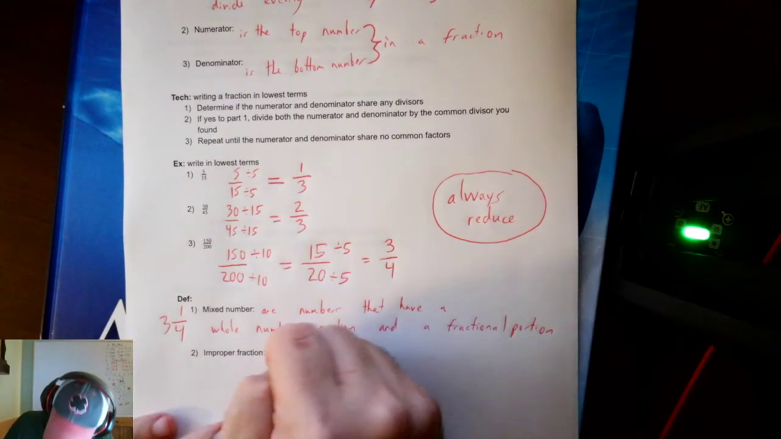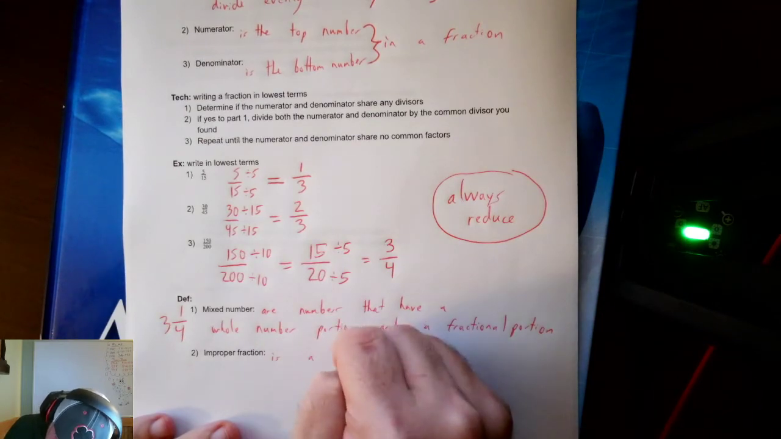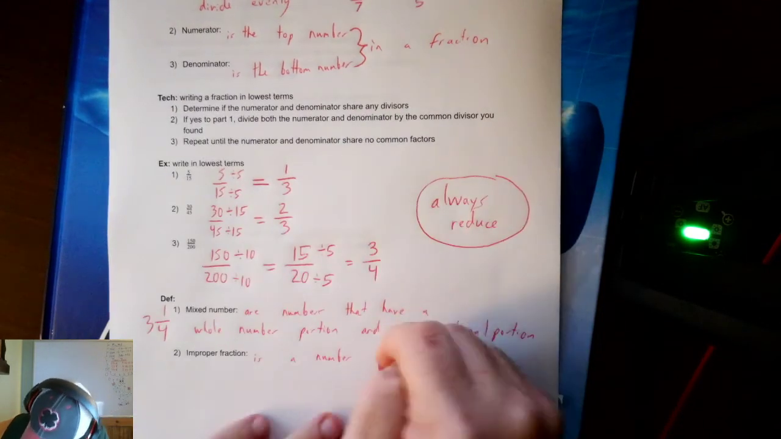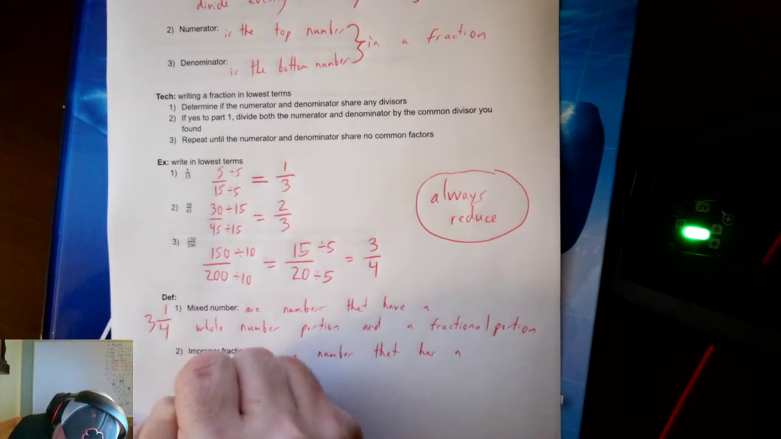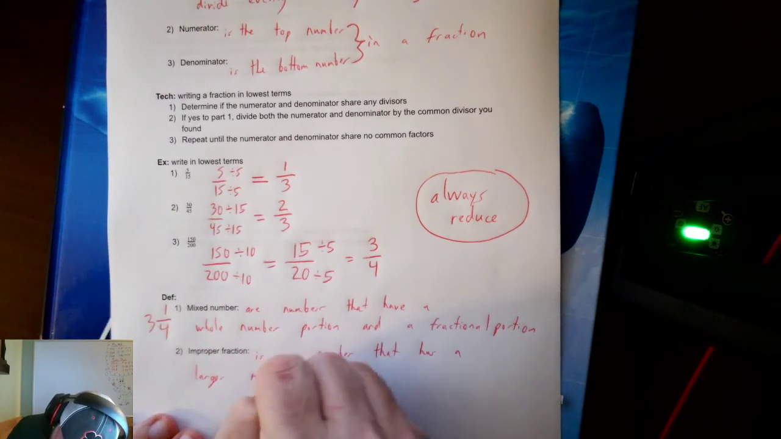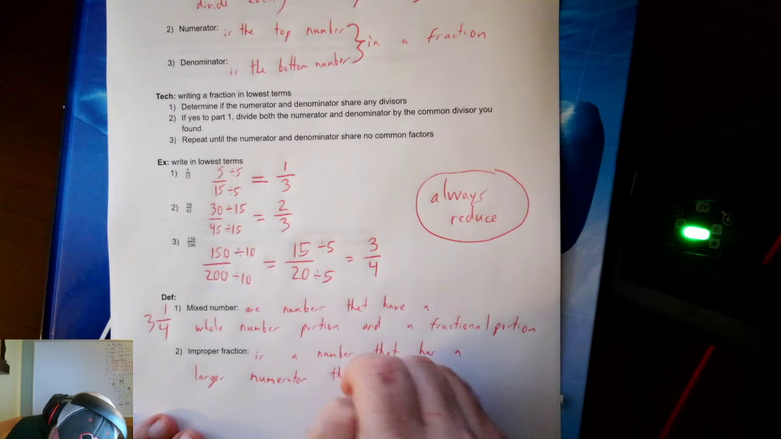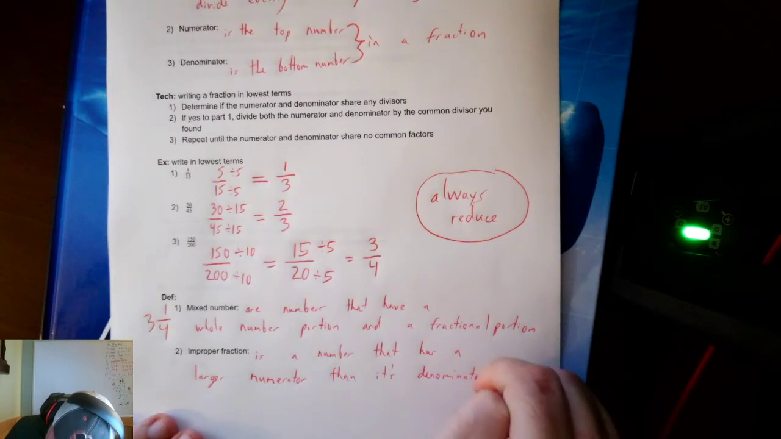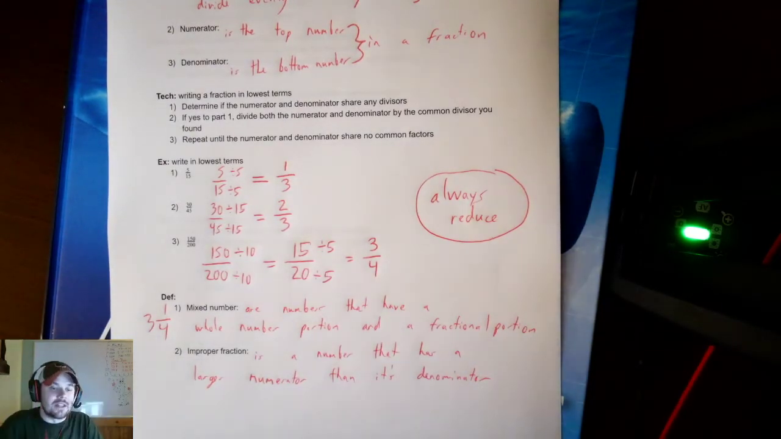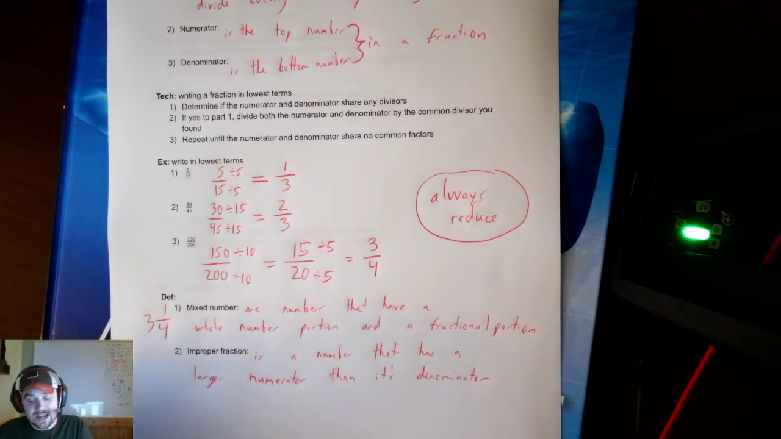Whereas an improper fraction is a number that has a larger numerator than its denominator. So the numerator is bigger than the denominator. What happens if they're the same? You have the same number on top and bottom. Well, that's just 1, right? Anything divided by itself is 1. So improper fractions have a larger numerator than a denominator. Now, how do we convert?